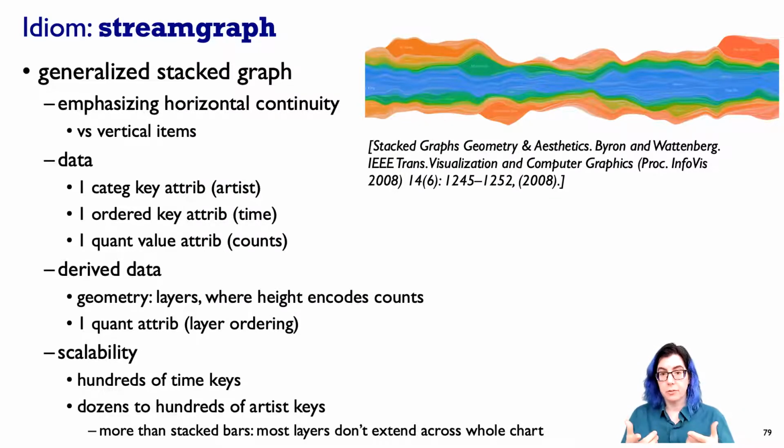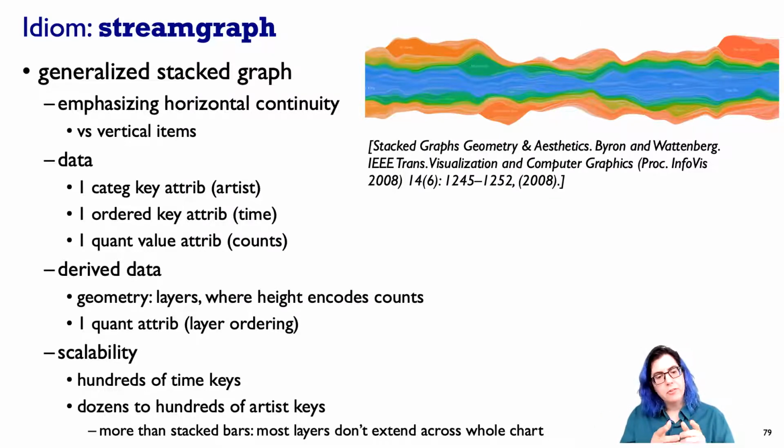So this is an example of deriving data, transforming data. There's this new, fairly complex algorithm, you can check the paper out if you're curious, for coming up with how tall each of these layers is, representing one artist. And you also come up with an ordering of how to order the layers vertically. Again, trying to preserve some continuity.